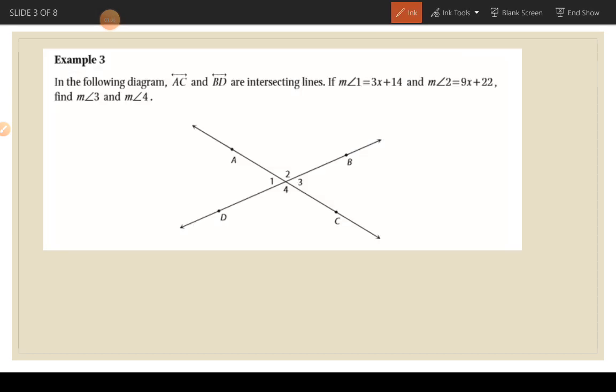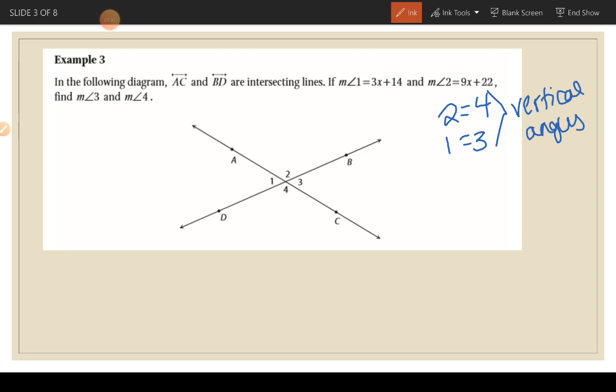Okay, so in this example, we have some intersecting lines here. And let's just talk about this example from that vocabulary. Okay, so here are some intersecting lines. We know that 2 is going to be equal to 4. And we know that 1 is going to be equal to 3. Now, how do we know that? Because those are vertical angles.